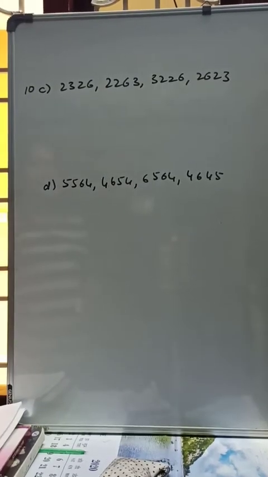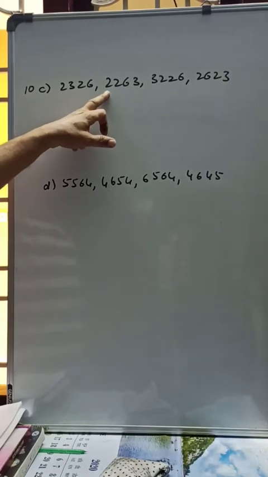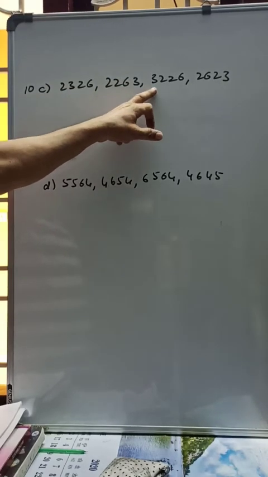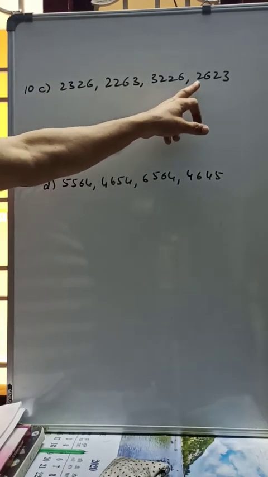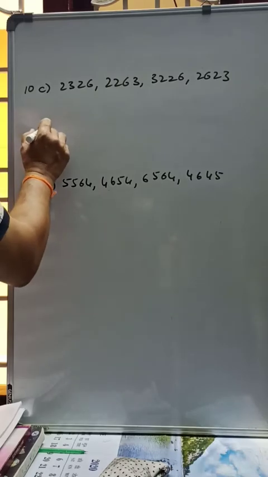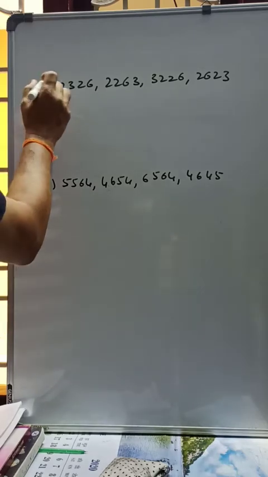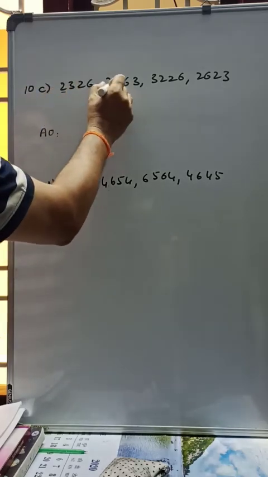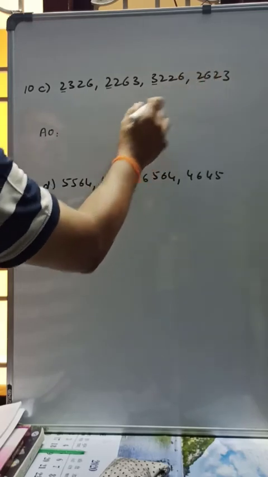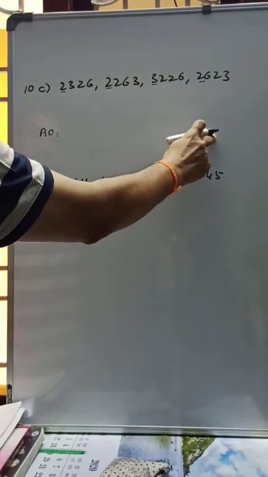Then coming to 10C, 2326, 2263, 3226 and 2623. Four numbers are given. Asked to write in the ascending order. You will see the smallest one first of all. Smallest one is thousands place. We have 2, 2, 3 and 2. 3 is the greatest number. So we will write it last.